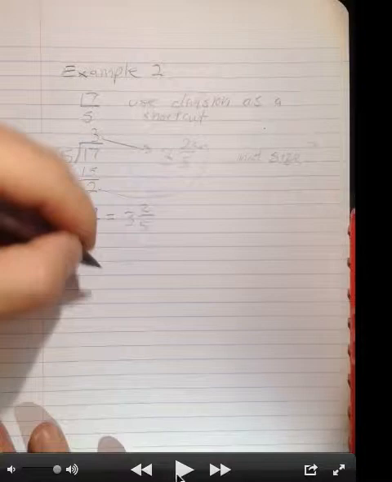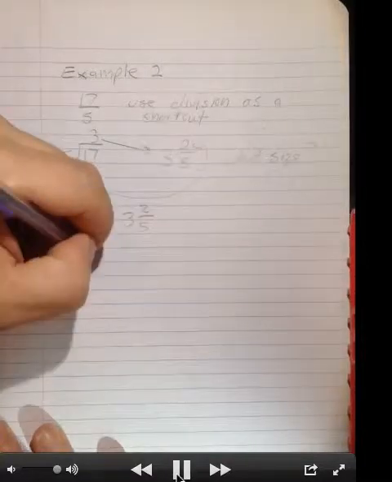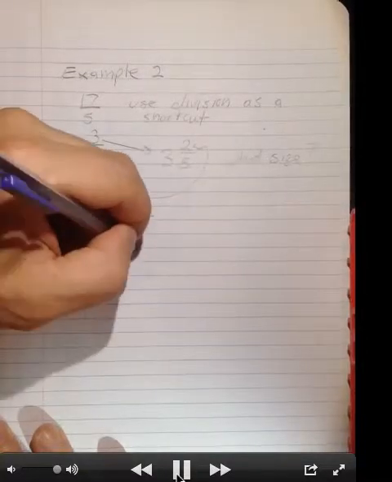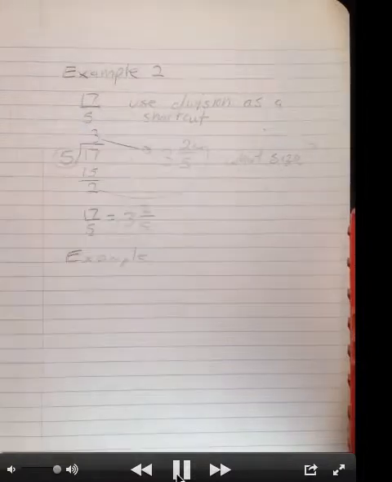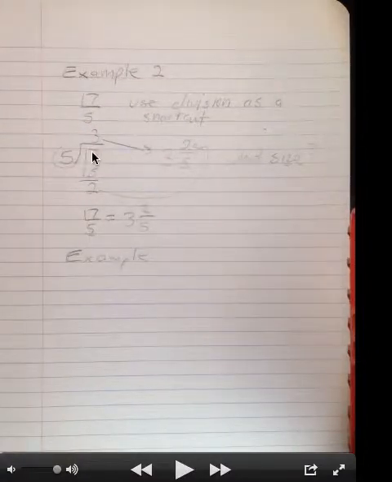So 17 fifths is 3 and 2/5. 17 fifths is 17 divided by 5, goes in 3 times. There's 3 groups of 5 with 2 left over. And notice that this 5 is still right here.